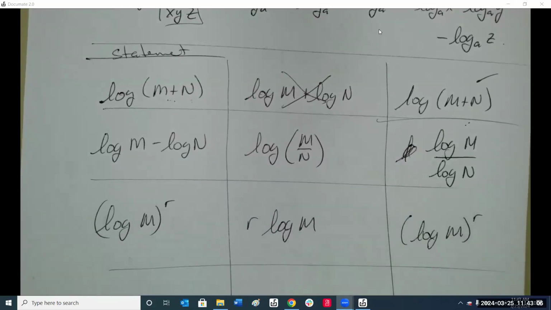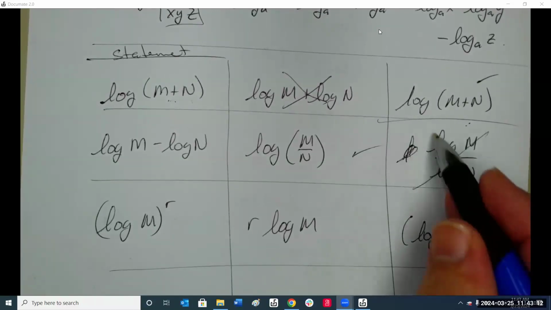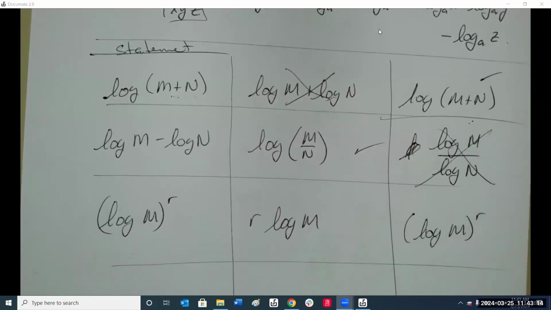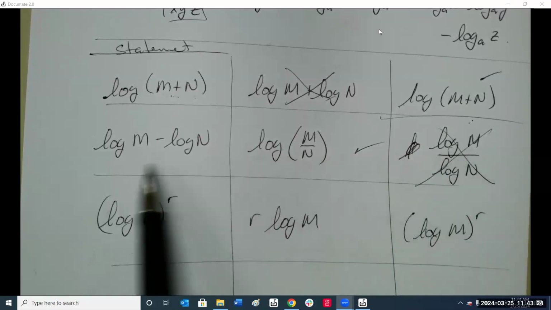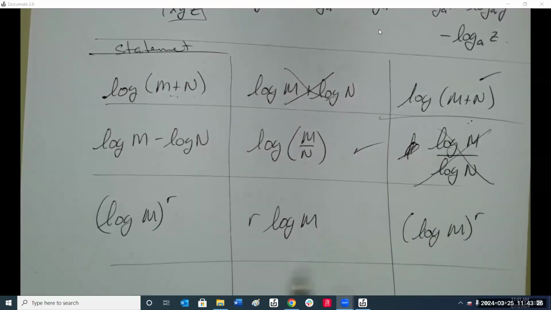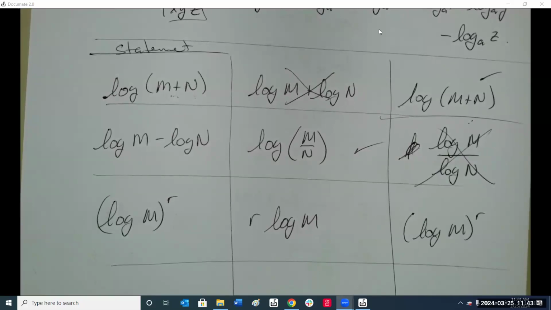First one or second one's correct. They go straight from the property. This does not exist. We'll get to this in a second, but not like this. How about the last one? Can you do this? Or do you have to leave it like that?